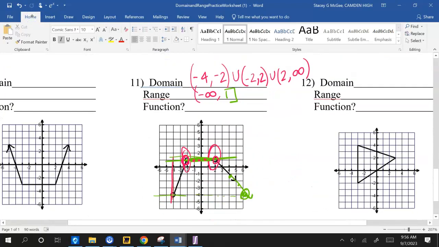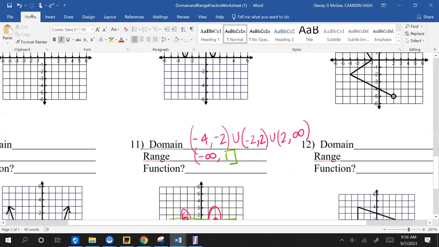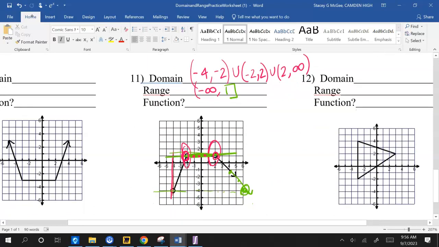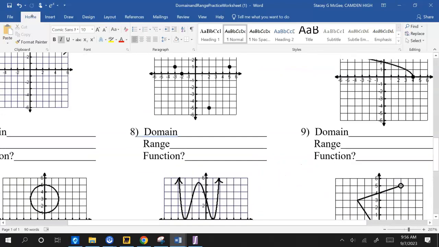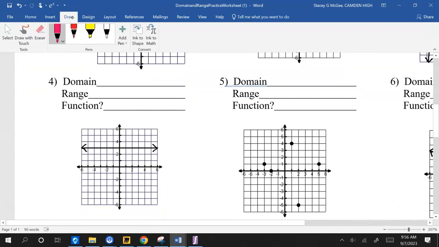Oh, is it a function? Yes. It passes the vertical line test, so that one's yes. All right, 4. That's correct. Yes, you could do it 2 ways. You could say the range is y equals 3, or you could say just the 3. Any one of those would work. Is it a function? Yes.